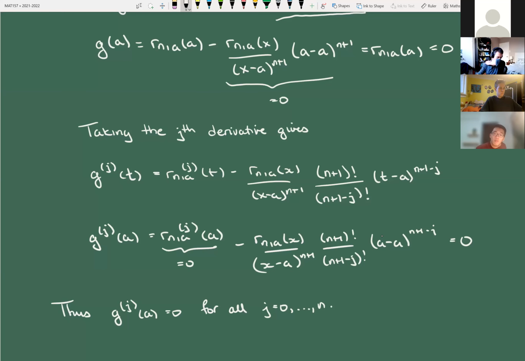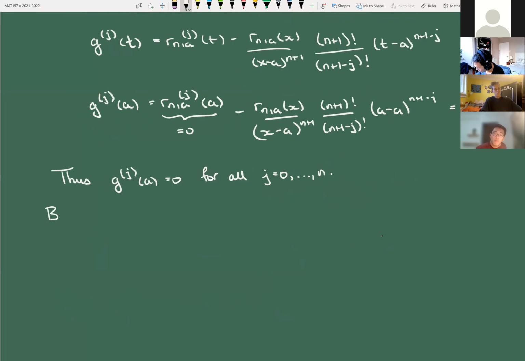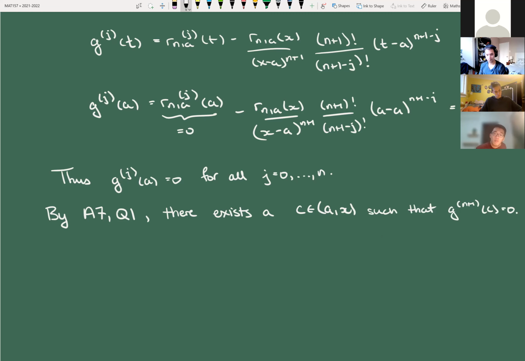Okay. So I'm literally just going to say by Assignment 7, Question 1, by A7, Question 1, there exists a c in the interval (a, x), right? Because we don't have a and b. We have an a and an x for this problem, such that g to the n plus 1 of c is equal to 0, right?